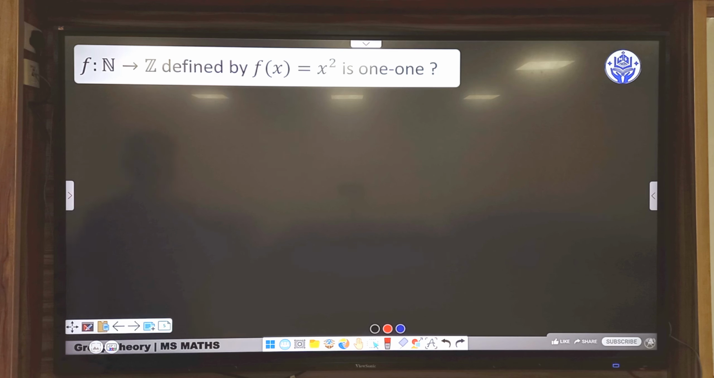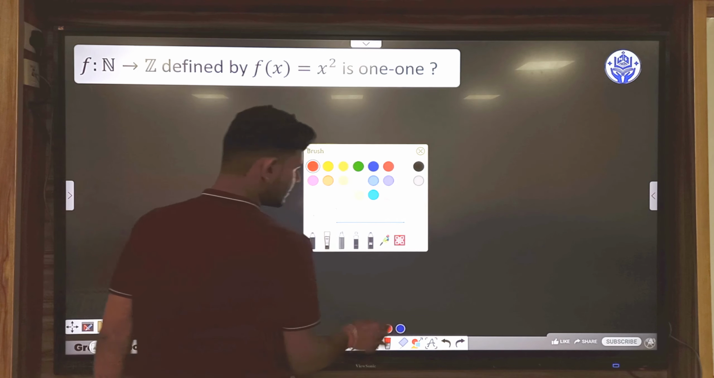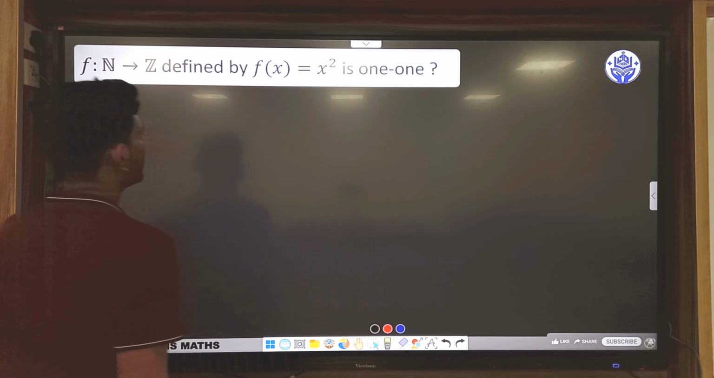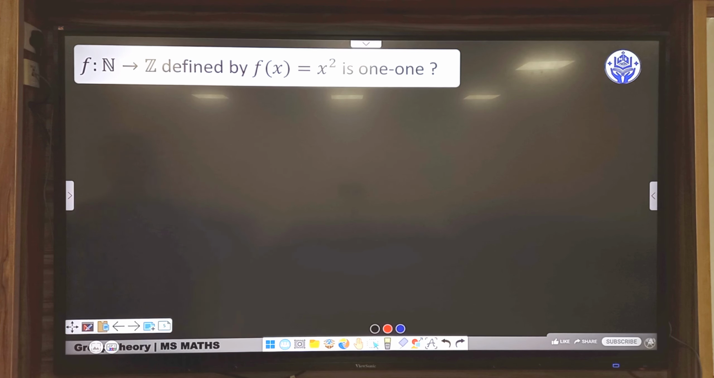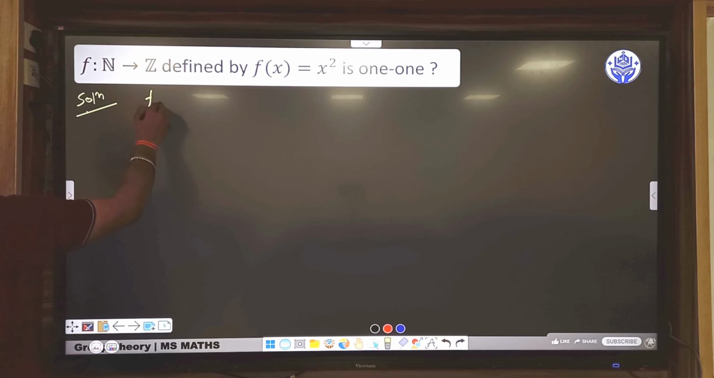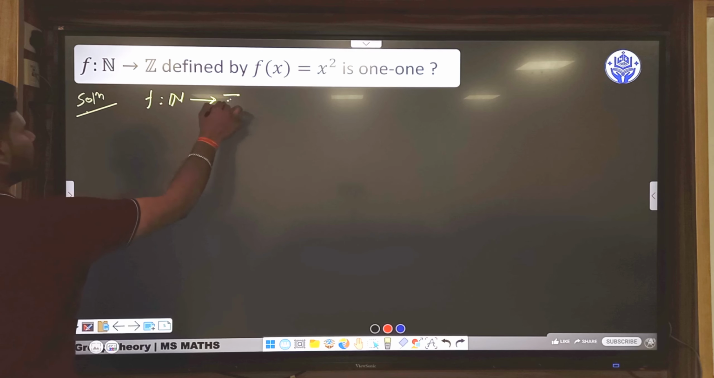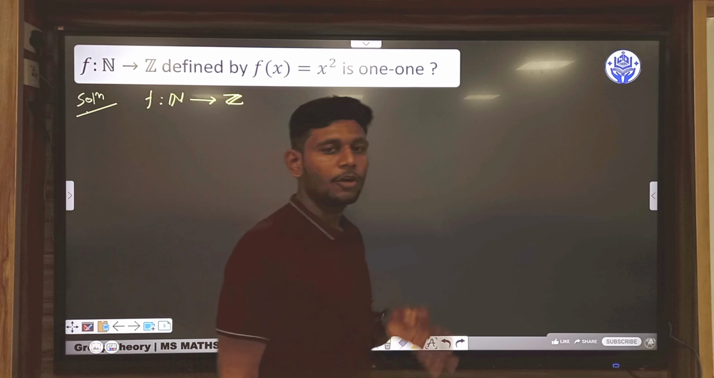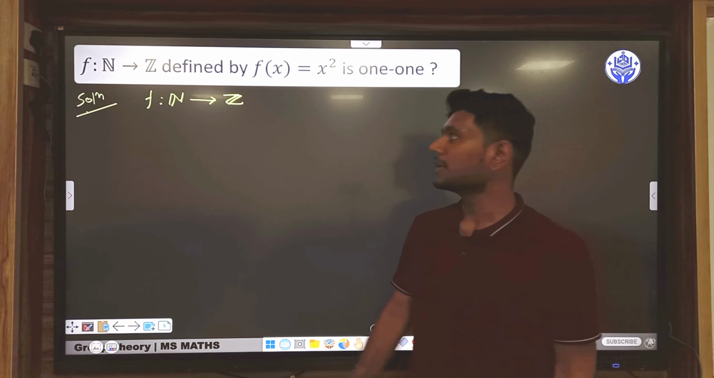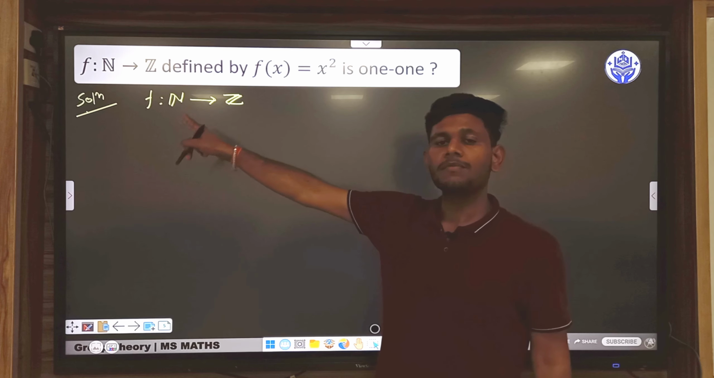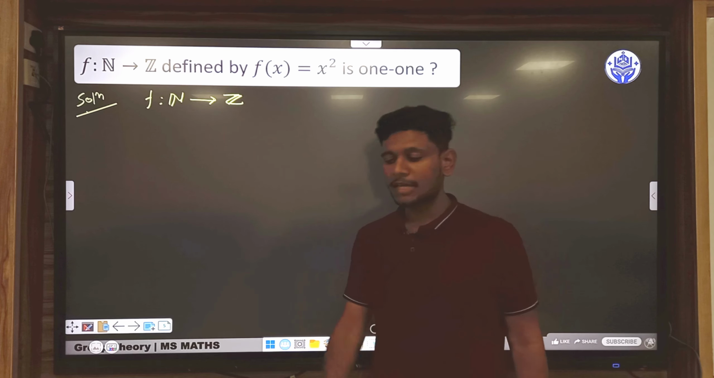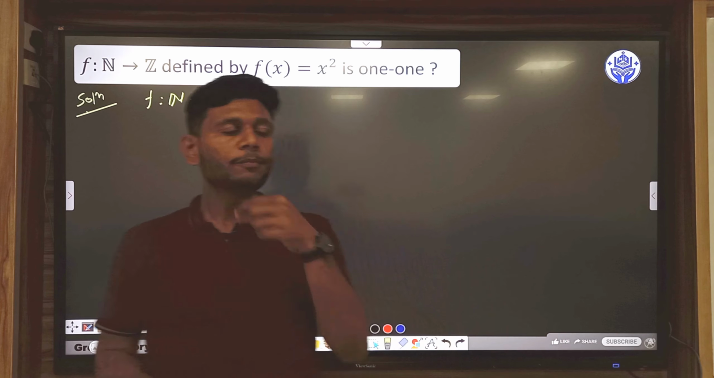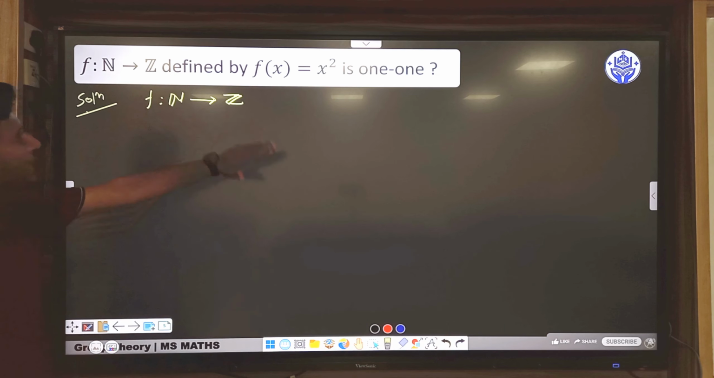Next we have one example, and we'll discuss whether it is a 1-1 function or not. Just solve this question. We have a function from natural numbers to integers. It means we are bounded by that. We can take inputs from natural numbers only. We can't take input as 0, and we can't take input as a negative number. We will take input from the natural numbers, and we'll get output from the integers.